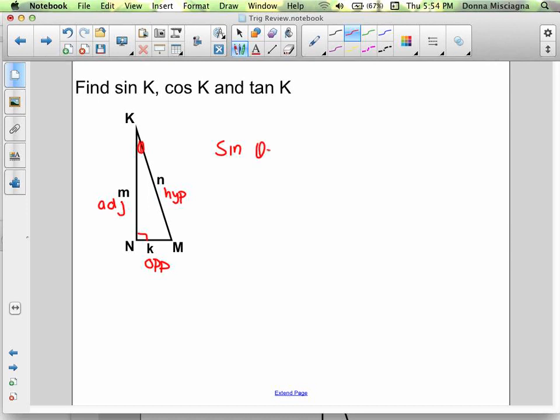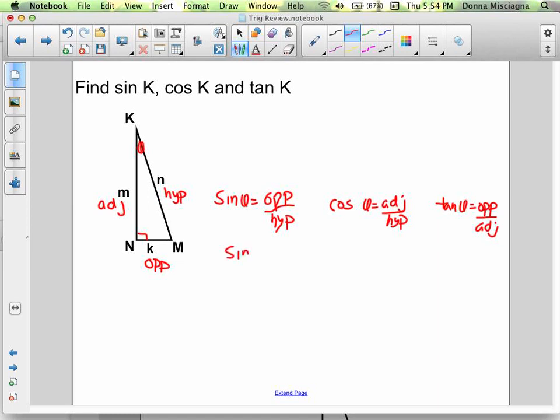So we want to write the sine, and as a reminder, I think I need a little bit more space. I'm going to write a little bit smaller. Sine is opposite over hypotenuse. Cosine is adjacent over hypotenuse, and tangent is opposite over adjacent. So that means the sine ratio for angle K is K over N. The cosine ratio for angle K, so adjacent side is M, the hypotenuse is N. And then the tangent ratio for angle K is the opposite side, that's K, and the adjacent side is M.